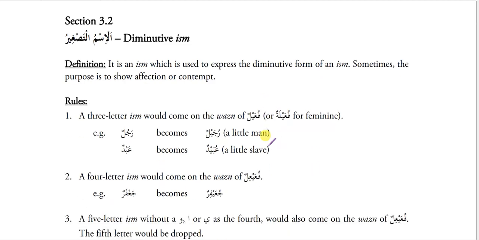Now we have Al-Ismut Tasgir, the diminutive ism. It is an ism which is used to express the diminutive form of an ism. Sometimes the purpose is to show affection or contempt.